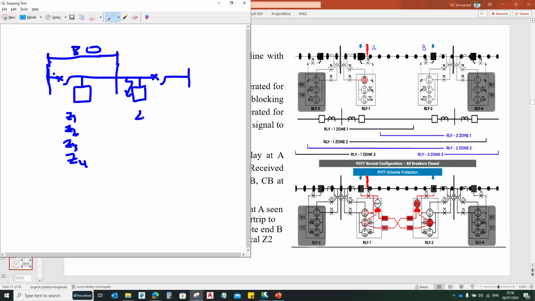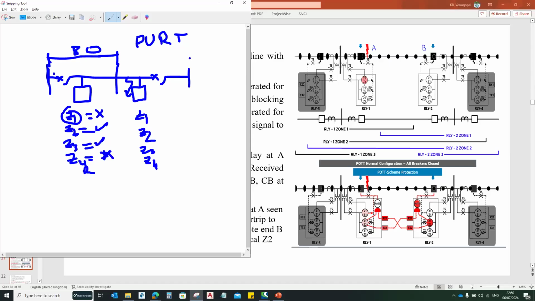Here also the same thing: zone 1, zone 2, zone 3, and zone 4. So here I am discussing the permissive underreach trip. Now what will happen is, as the fault is here, zone 1 will not operate, right? Zone 2 will start, and here zone 2 will start and zone 3 will start, while zone 4, being in the reverse direction, will not start.